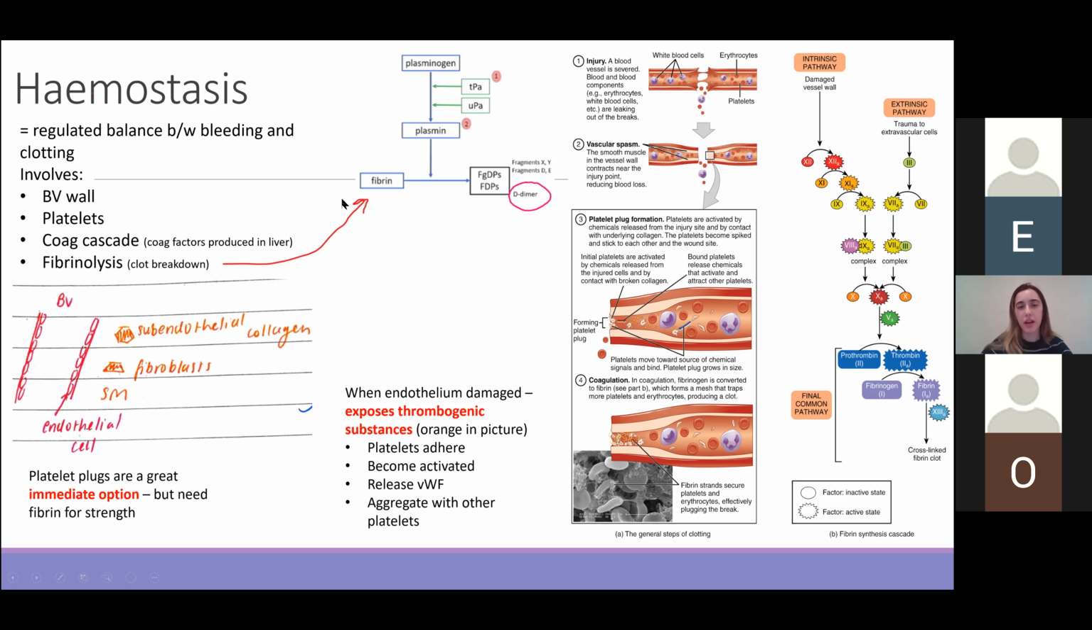And I've just drawn an arrow and highlighted D-dimer here because this is a really good indicator, which we'll talk about later on, of whether someone might be clotting, which sounds weird because isn't it clot breakdown? But it's because the body realizes there's a clot and tries to break it down. So it actually is an indicator that someone is clotting, even though it's a product of clot breakdown, if that makes sense.